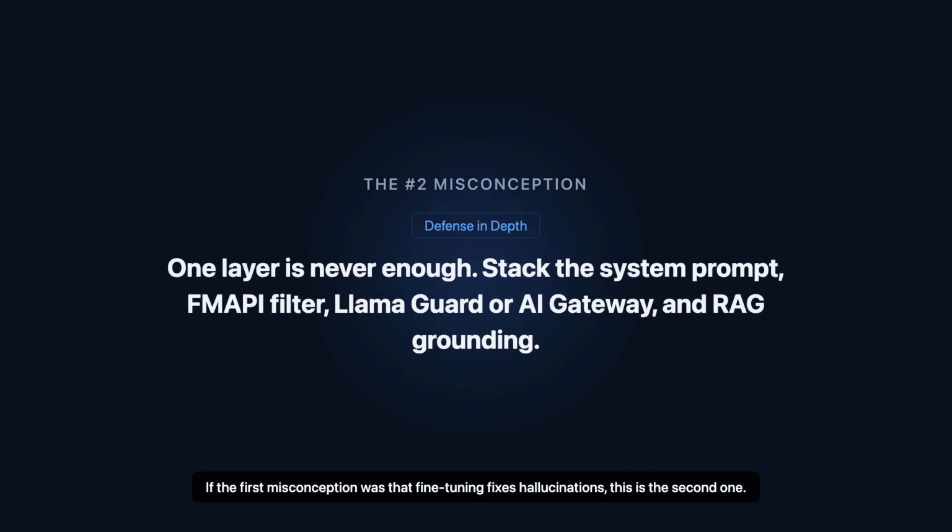If the first misconception was that fine-tuning fixes hallucinations, this is the second one. One guardrail layer is never enough. Production safety is the foundation model API filter, plus Llama Guard or AI Gateway Guardrails on top, plus a strong system prompt, plus RAG grounding underneath. When a scenario asks what you should add to a working agent for safety, the answer is rarely a single layer, it's whatever layer is currently missing.